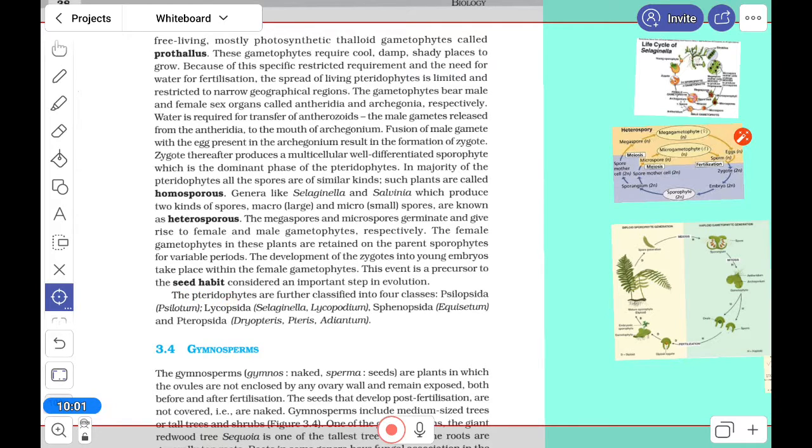Here in pteridophytes, the different classes are not described, but the examples you have to keep in mind. Next day we'll discuss the gymnosperm. Thank you.